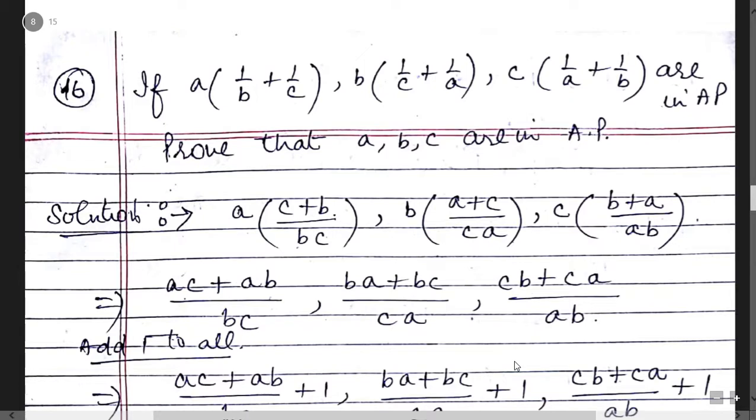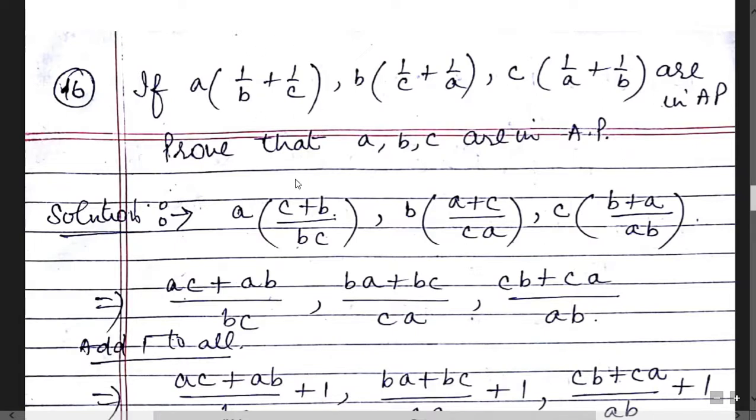This question is the important question of the exercise. Question number 16. This type of question may be there in the examination. A into 1 over B plus 1 over C. This sequence is there, and you have to prove A, B, C are in AP.